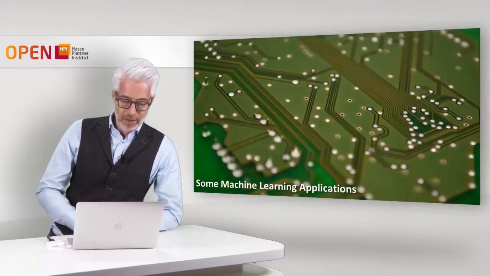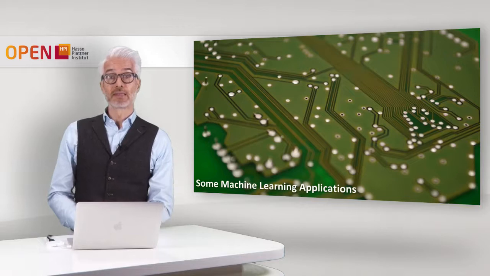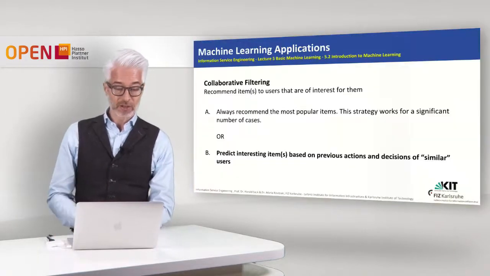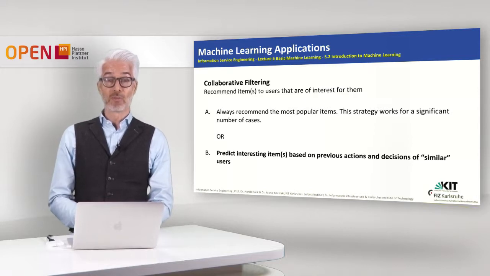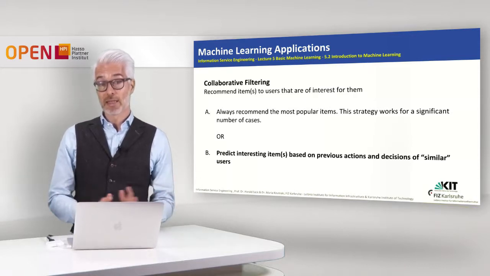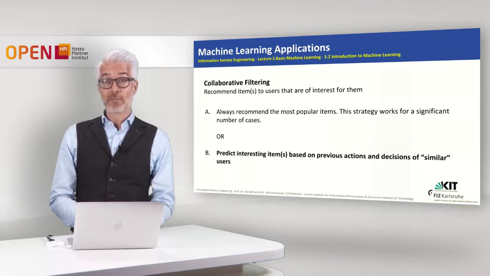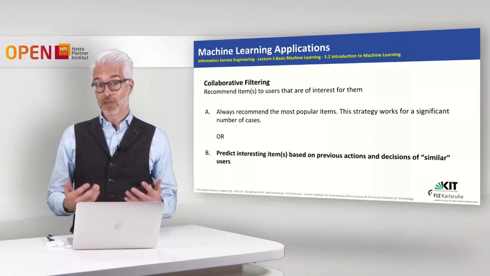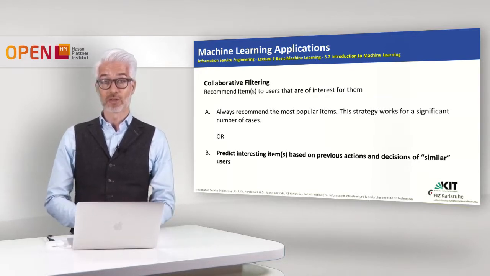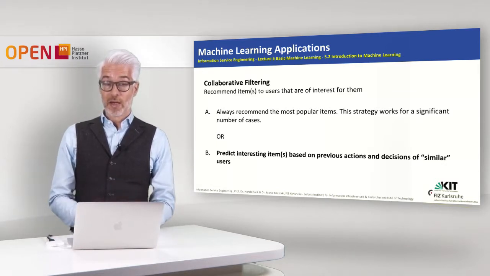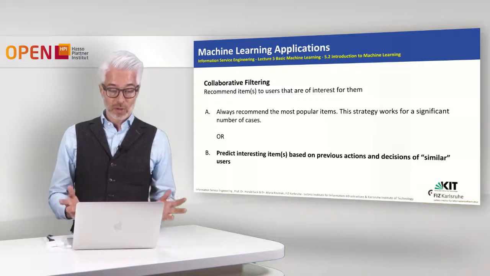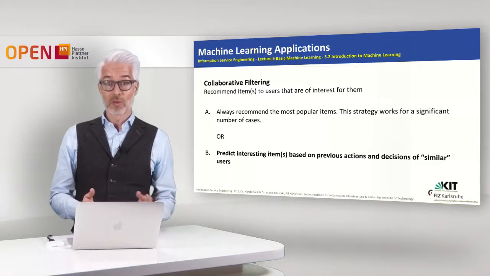Okay, based on that, let's have a look at some machine learning applications. One rather popular machine learning application is so-called collaborative filtering. This is a basic statistical technique that is, for example, applied in many e-commerce portals. So people who have bought that would also buy this one. So you get a suggestion, and this is based on so-called collaborative filtering. You could implement this in different ways. A non-machine learning approach would go the following way. Always recommend the most popular items.